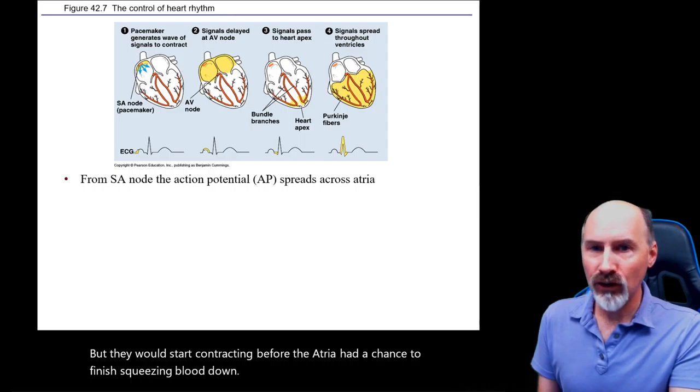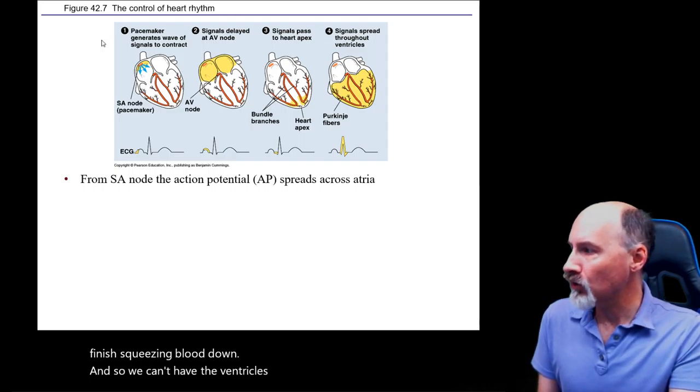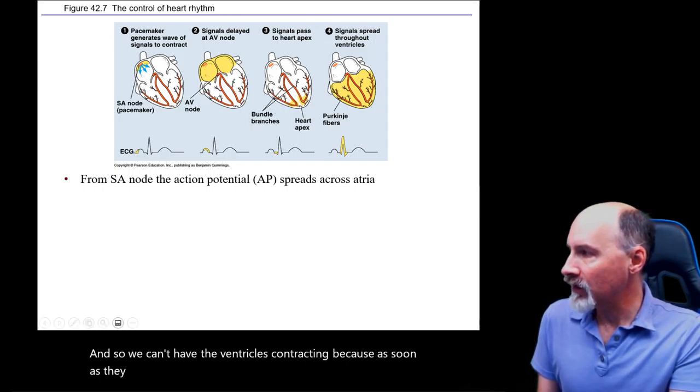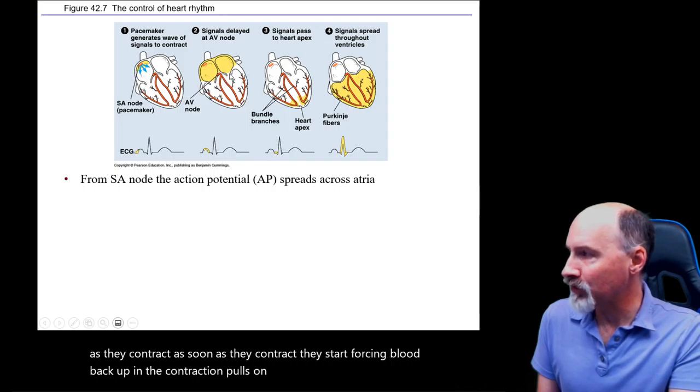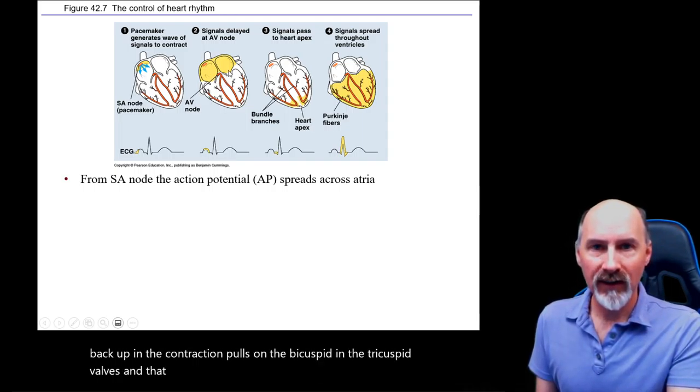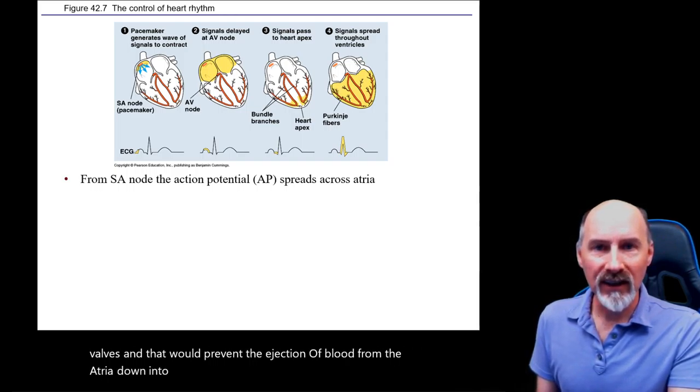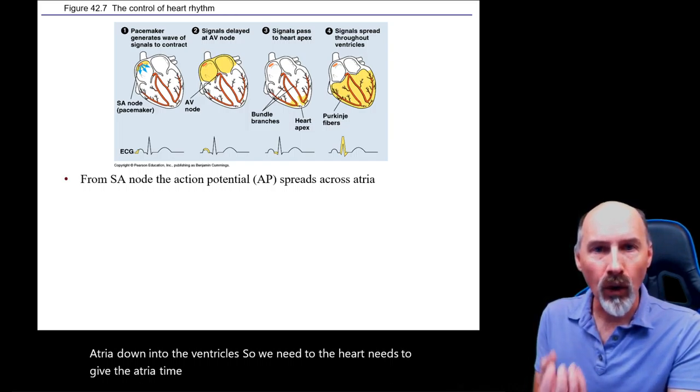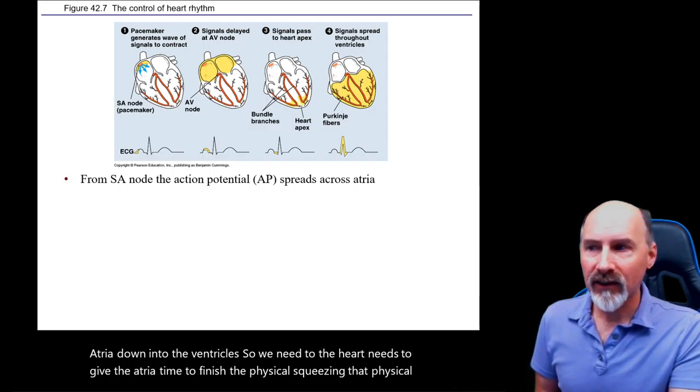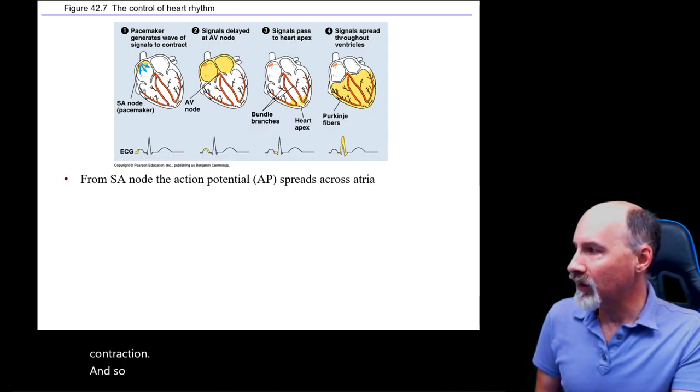And so we can't have the ventricles contracting, because as soon as they contract, they start forcing blood back up, and the contraction pulls on the bicuspid and the tricuspid valves, and that would prevent the ejection of blood from the atria down into the ventricles. So the heart needs to give the atria time to finish the physical squeezing, that physical contraction. And so that's where the signal gets to this second part, the AV node.